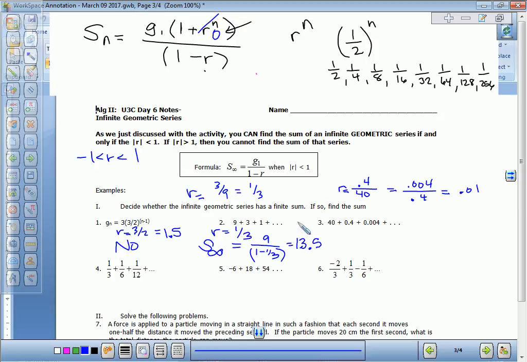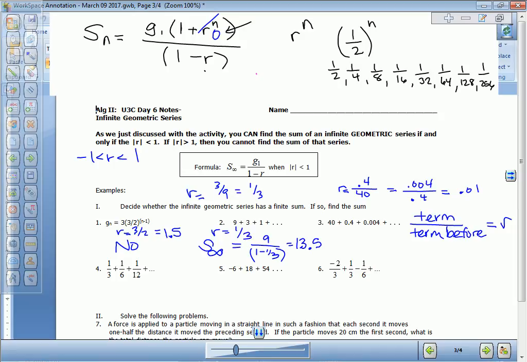Okay, what I was just telling you is if you can't look at it and tell me the ratio, you can just divide by the term before. To find the ratio on a geometric sequence, take any term and divide by the term before it. That's one way that always works. What this actually looks like in correct mathematical notes is T sub n divided by T sub n minus 1. So any term, divide by the term before it. That will give you the ratio.